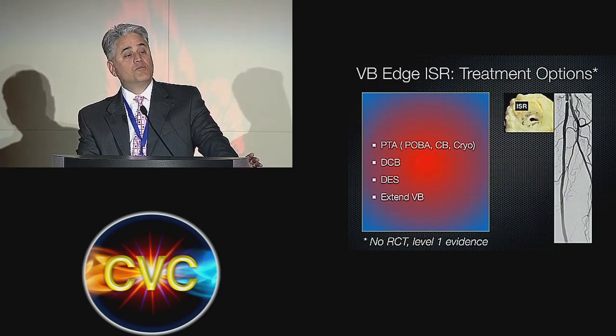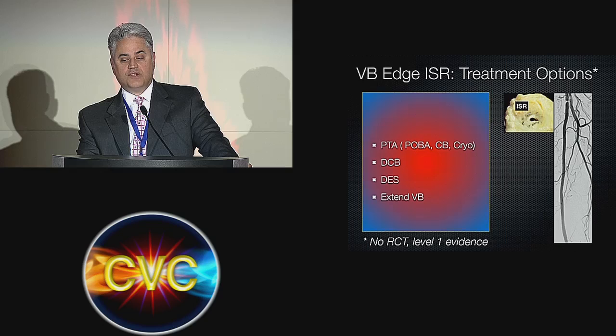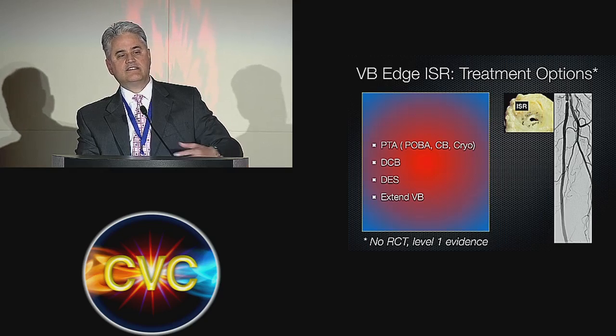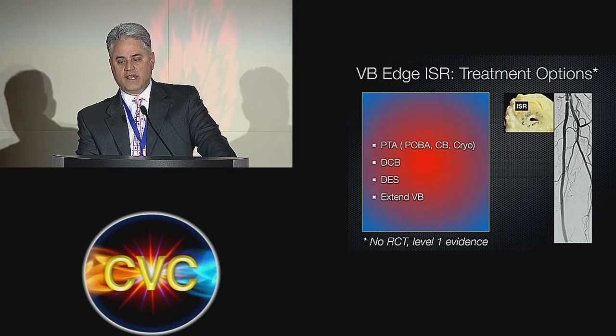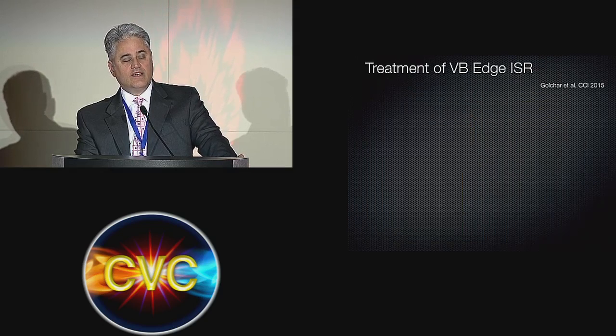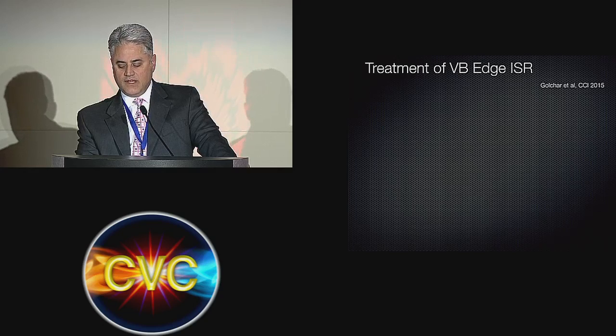So we have a lot more options now available, though. We now have drug-eluting stents and drug-coated balloons. So how does this fit into our therapeutic armamentarium for when we do develop Viabahn edge restenosis? It's important to remember that so far we do not have any evidence-based level 1 data.